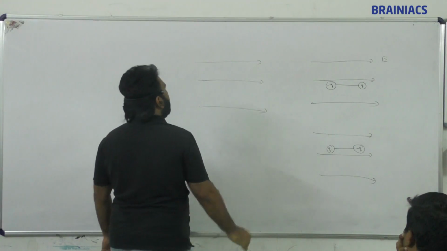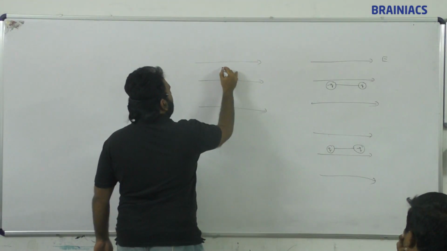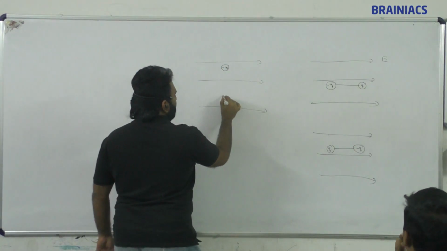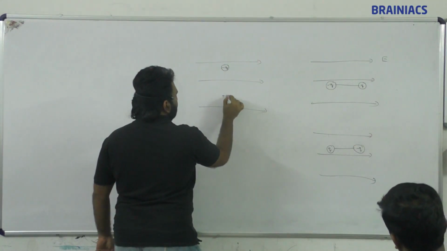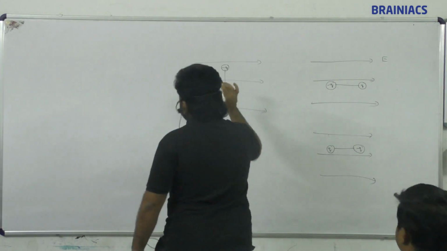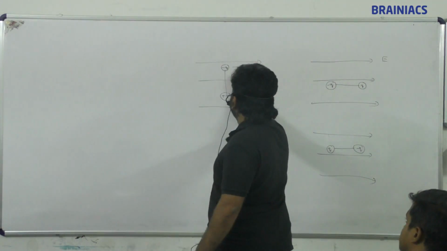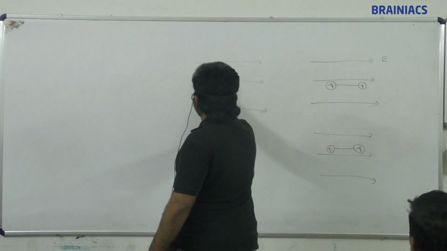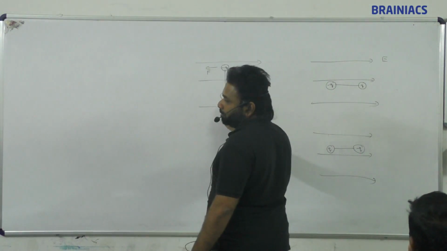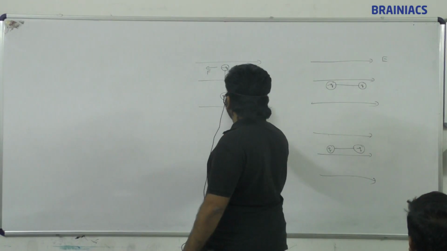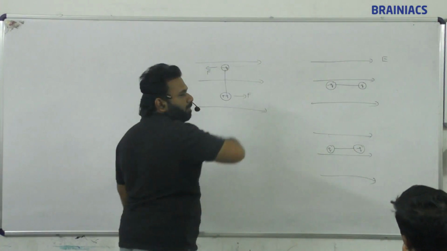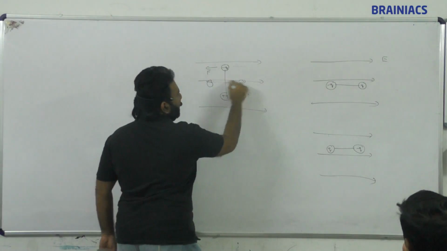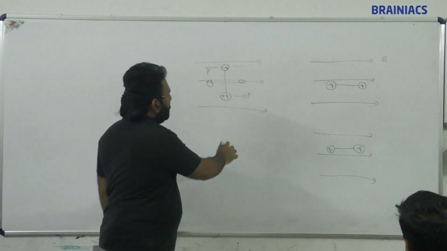Same way, if this is the electric field and you have minus q here and plus q here, what will happen? Which direction will the force apply? Force will be in this direction. What about this one? Force will be in this direction. Definitely it will come back to this alignment. Okay, so leave this.